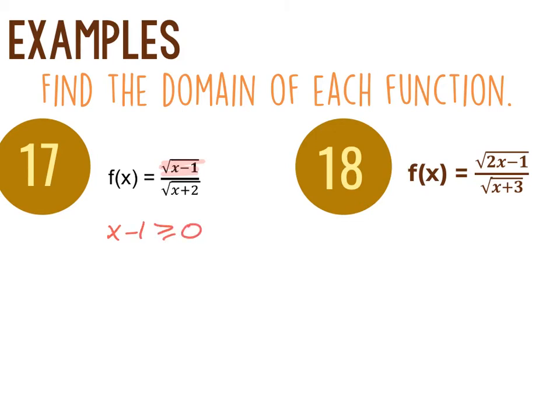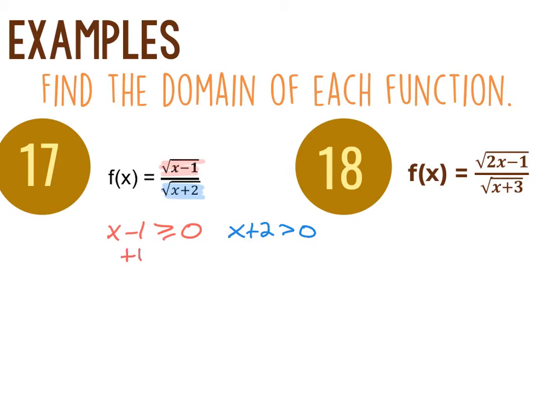Whenever your square root is in the numerator or just all by itself, it's always greater than or equal to 0. However, when the square root's in the bottom of the fraction, remember this is only going to be greater than 0. So when the radical is in the bottom, it's only greater than 0. Now I need to solve each one individually.